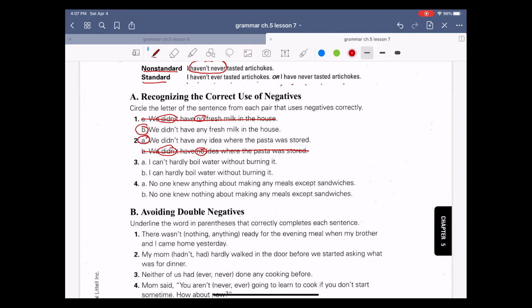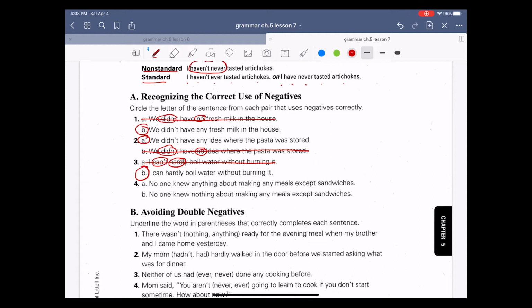Number 3A, I can't hardly boil water without burning it. Can't, hardly, double negative. Letter B, I can hardly boil water without burning it. That is the correct use. Number 4A, no one knew anything about making any meals except sandwiches. No one knew anything. That doesn't sound wrong to me. I don't see a double negative.